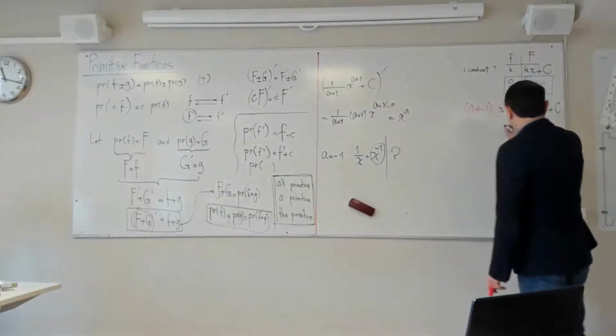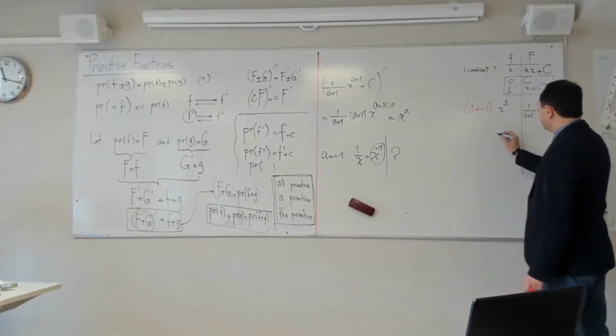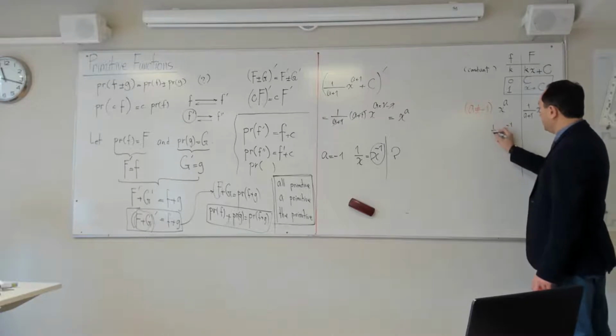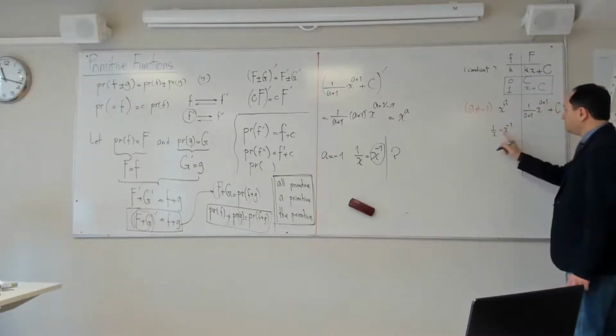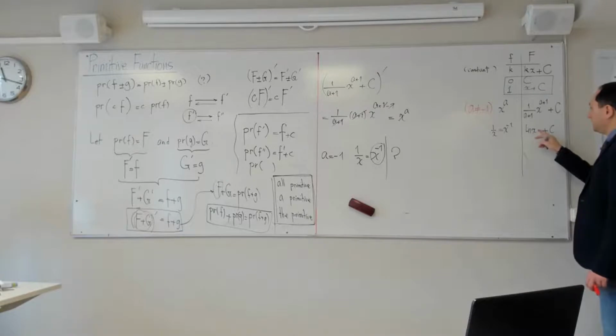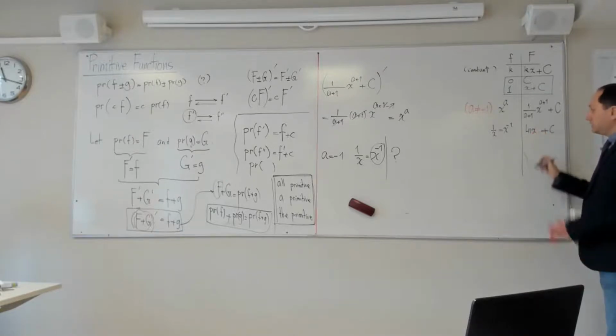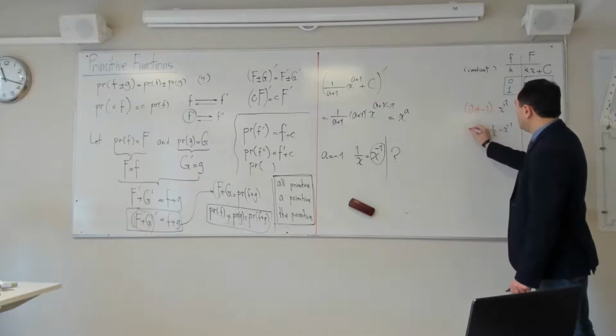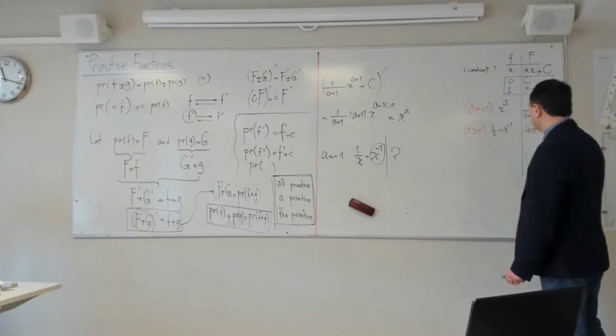So 1 over x, let me write it in two different ways. If you see x to the power -1, it means exactly 1 over x. Any of these combinations, the primitive function is ln of x plus a constant. But of course, ln cannot act on negative numbers, so it is crucial here to say that x is positive.